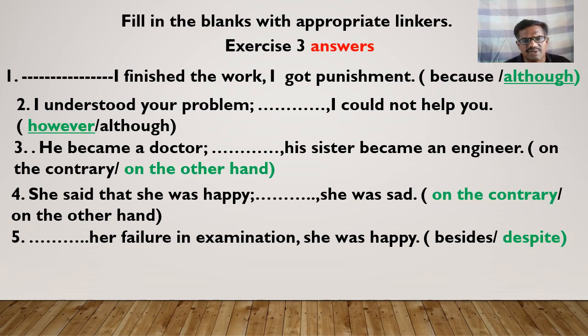Here are the answers for exercise number 3. For the first example, the answer is although. In the second example, however, will be the right answer. And in the third example, on the other hand, will be the right answer. And in the fourth example, on the contrary, will be the right answer. And in the fifth example, despite is the right answer.